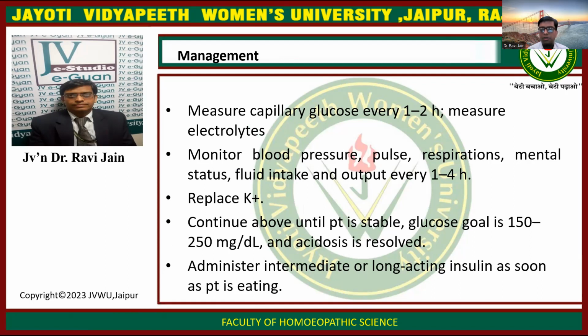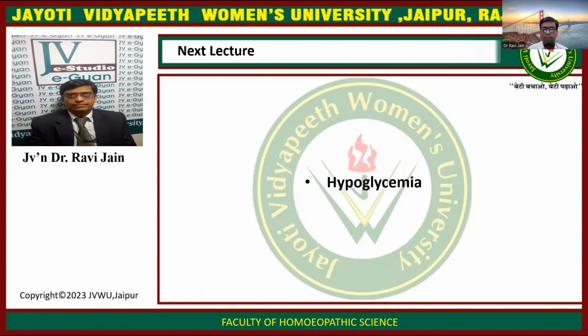We have to monitor the blood pressure, the pulse, the respiration, mental status, and fluid intake every 1 to 4 hours. We have to replace the potassium ions. We have to continue all these things till the patient is stable. Our goal is to maintain the level of glucose at 150 to 250 mg per dL until the metabolic acidosis is resolved. Administer intermediate or long-acting insulin as soon as the patient is eating. So as soon as the patient starts eating, we have to give the long-acting insulin.